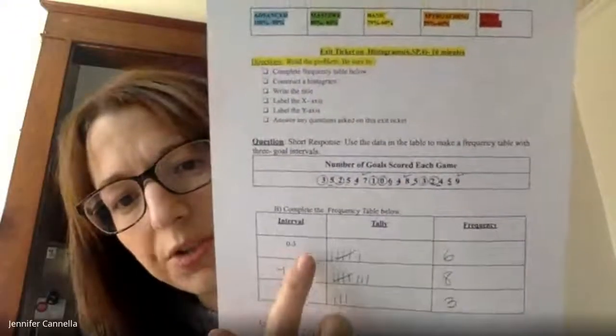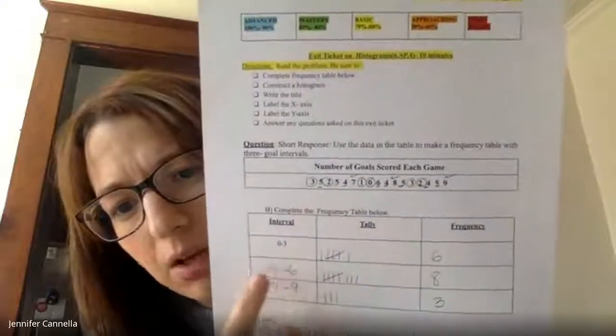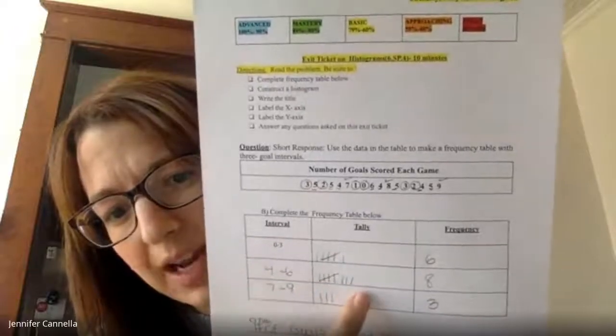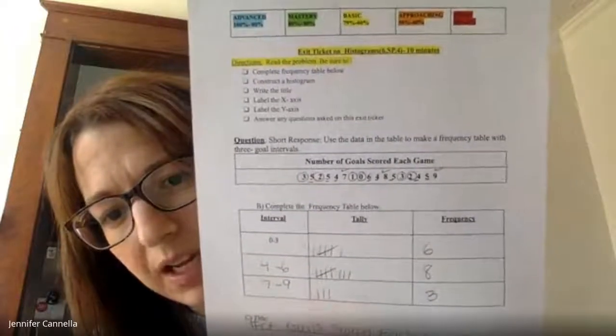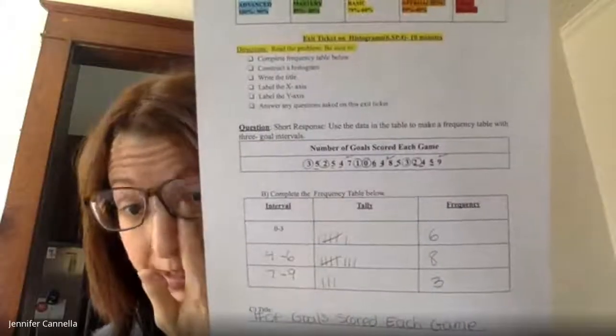Okay. So 0 to 3, there are 6. I would double check. 4 to 6 would be the next interval. There are 8. And 7 to 9, there were 3. I would double check. When you add them all up, you get 17.